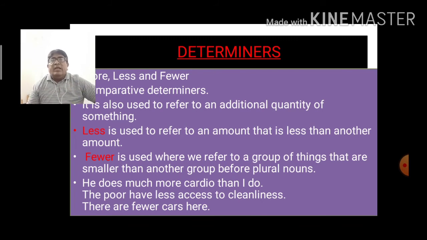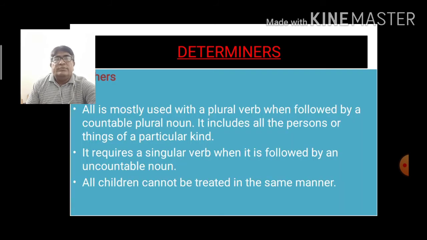Example: he does much more cardio than I do. The poor have less access to cleanliness. There are fewer cars here. So these are fewer, less, and more. Let's go ahead with some more, right? Some others are there.